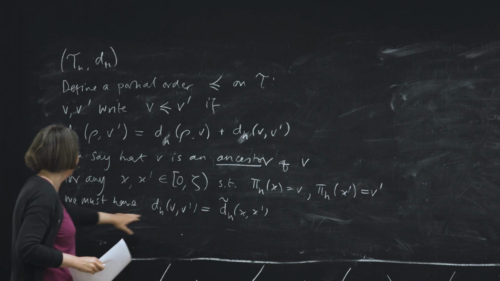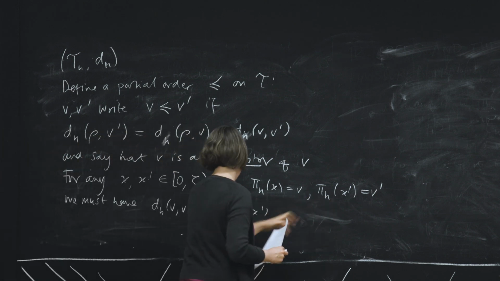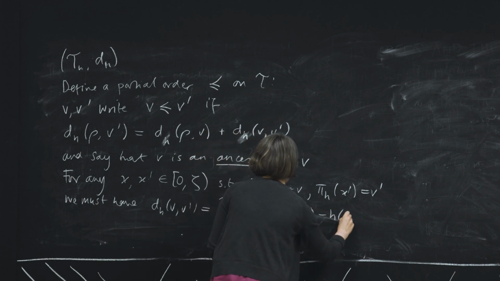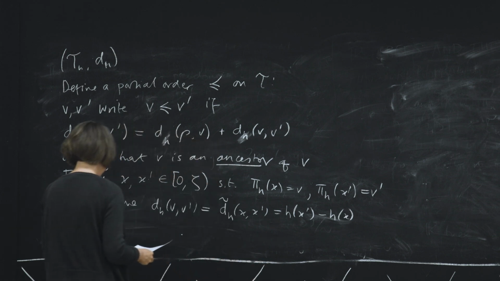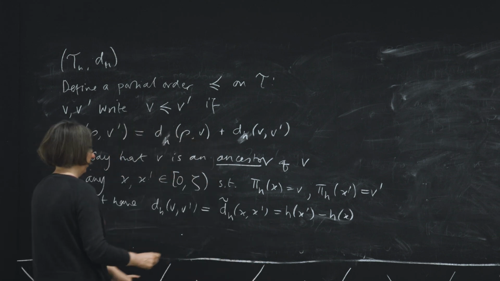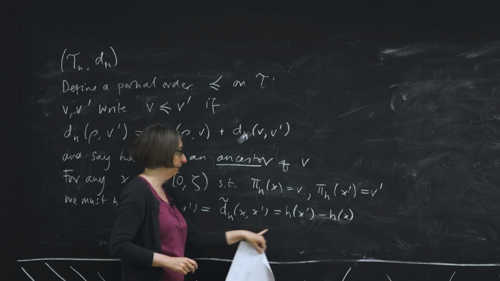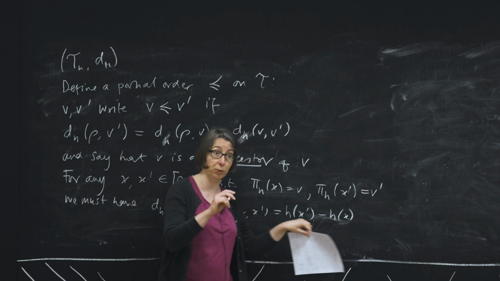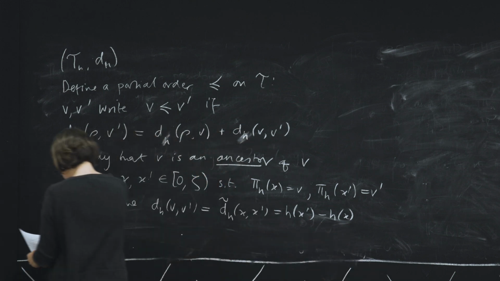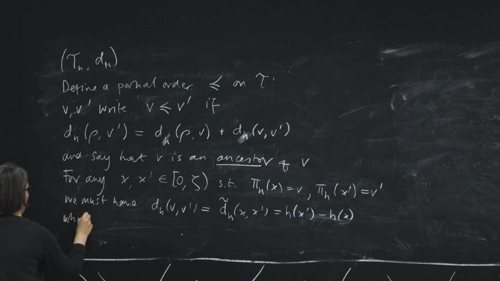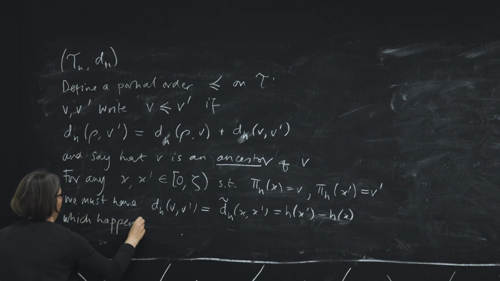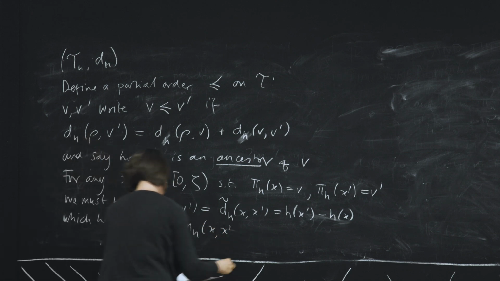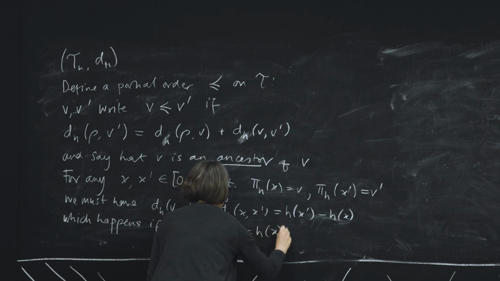Great, where was I? So if I've got this for these two points, then it must be the case that this is actually equal to h of x primed minus h of x. And if you think back to how we defined this thing, this is the case if and only if x is the minimum point of the function between x and x primed.